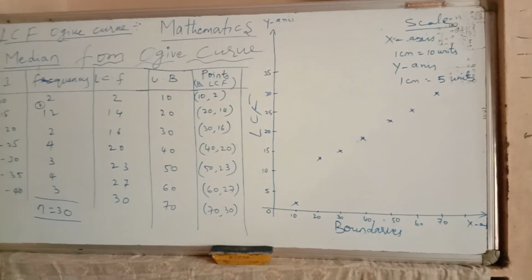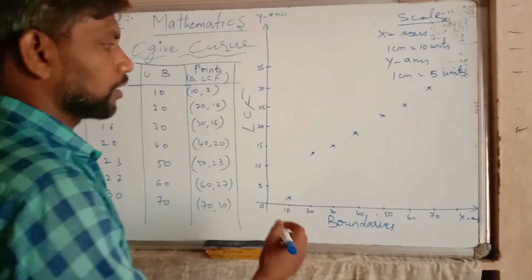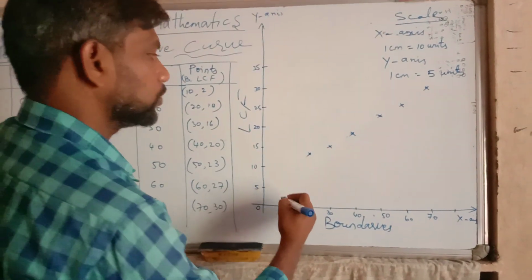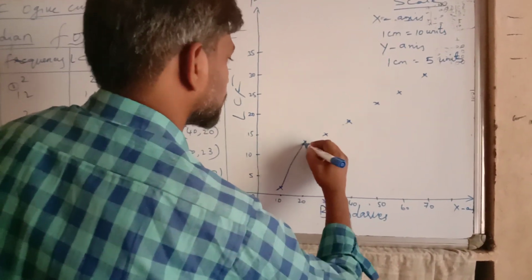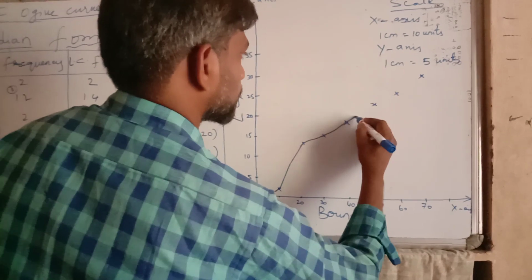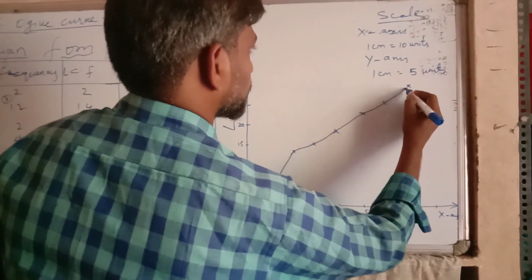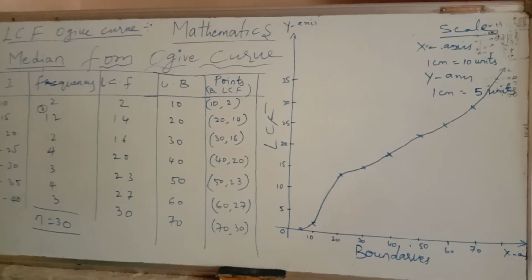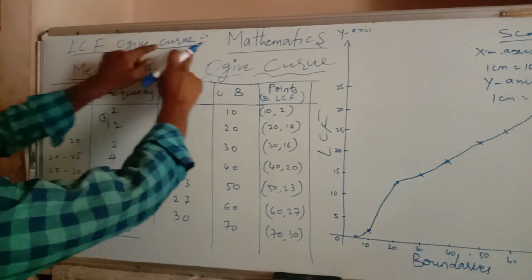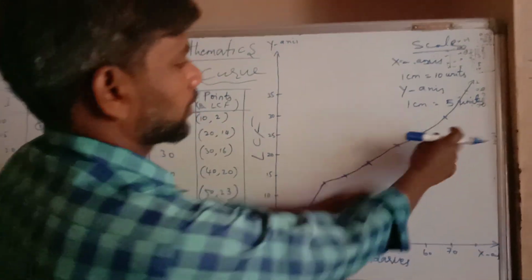Now you can plot the graph. Whenever you are plotting the graph, draw the curve freehand. And this is the LCF Ogive curve of the given data.